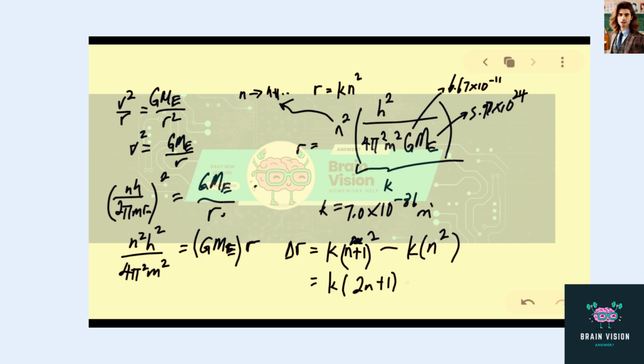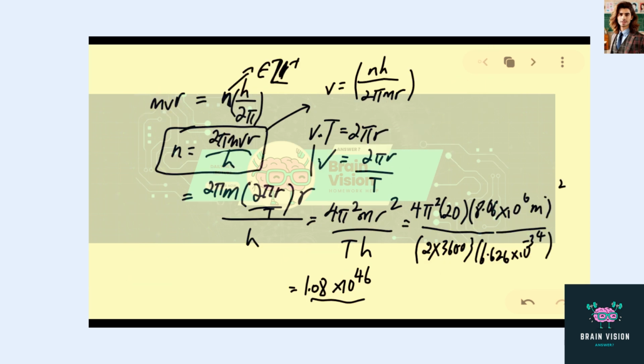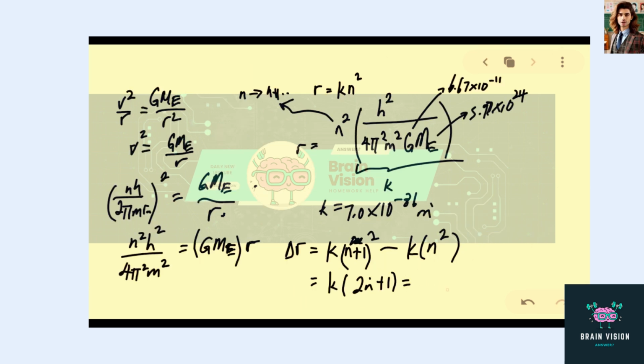Substitute in k over here, and our n value is already found in our first step, 1.08 times 10 to the power 46. We should get something like 1.5 times 10 to the power minus 39 meters.